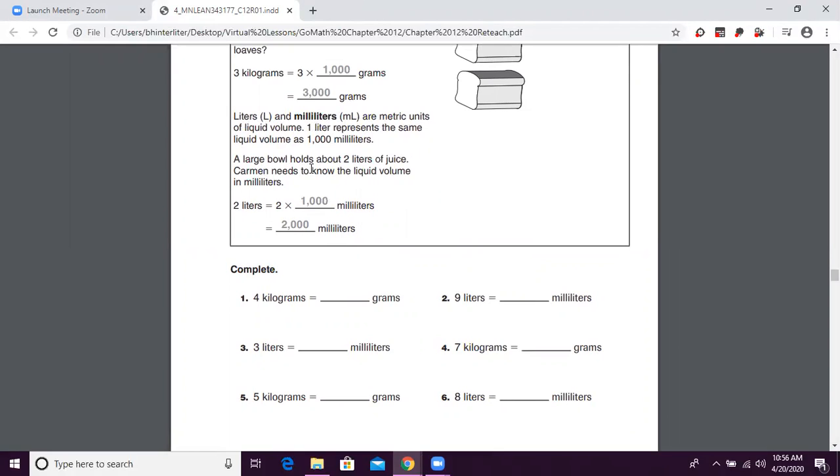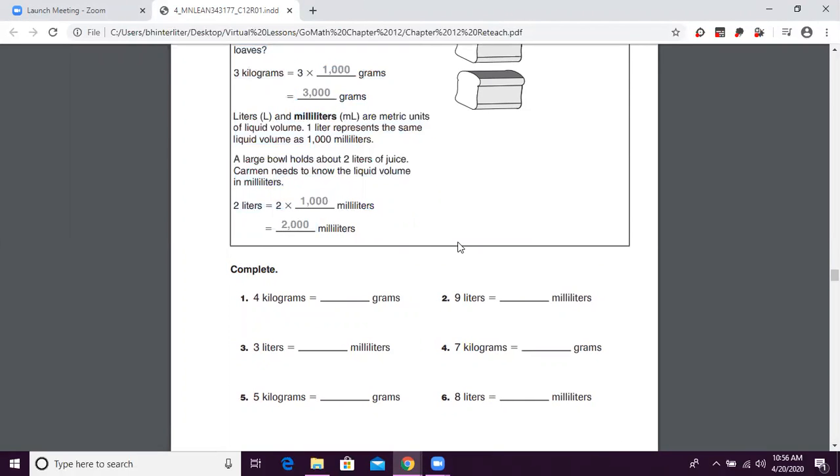A large bowl holds about 2 liters of juice. Carmen needs to know the liquid volume in milliliters. 2 liters, so we have our 2, times 1,000, because there are 1,000 milliliters in 1, would give me the grand total of 2,000 milliliters.